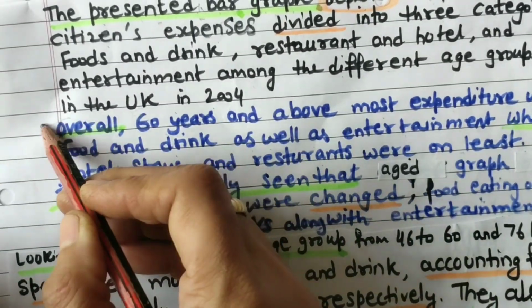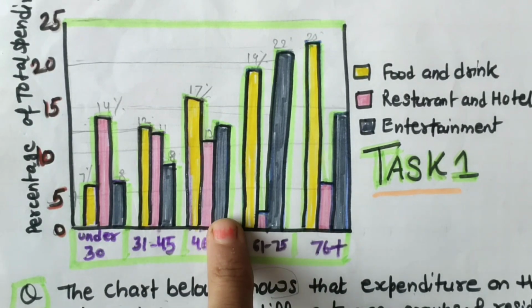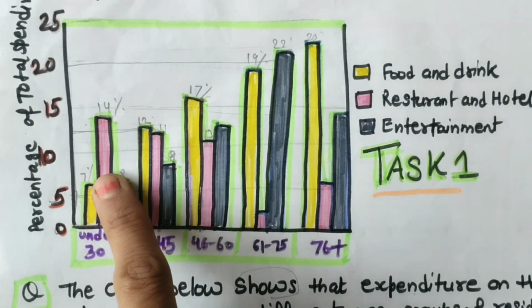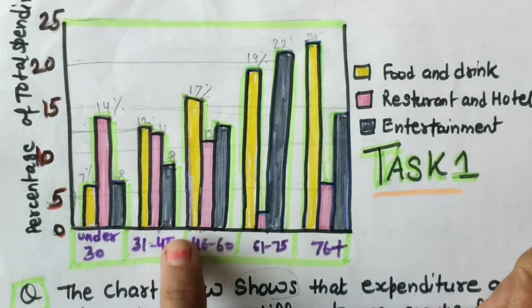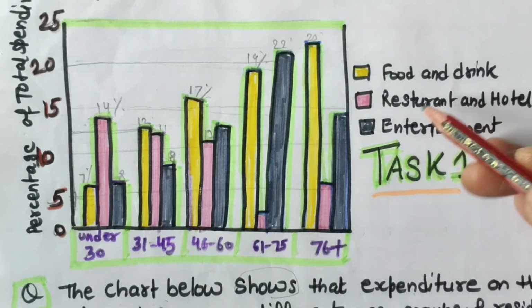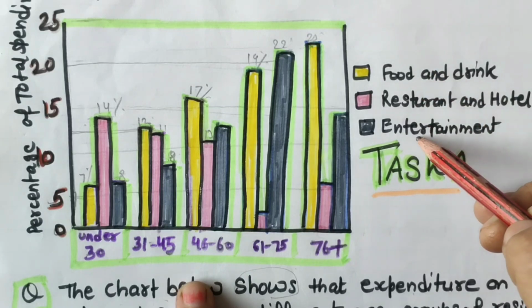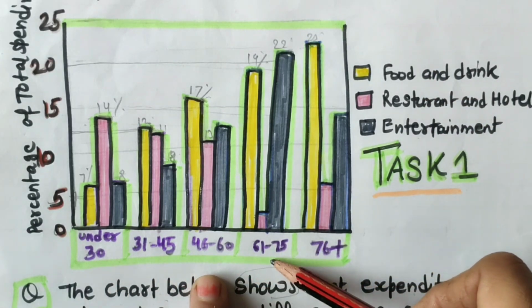So I have talked about these two categories, but you can also talk about how young age groups were spending more money on restaurants and food also. Now coming to the body paragraphs. How will you write body paragraphs? Of course you can write age wise, or you can write category wise. It's better if you write age wise.